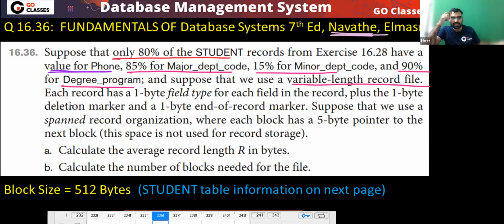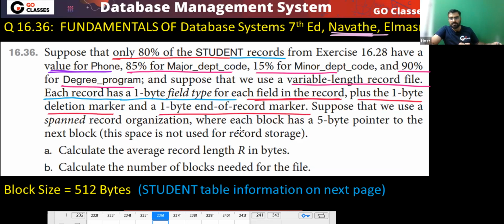Suppose every record has what? Okay, read this line and tell me what this line means. Every record, so these many student records have this. Every record has one byte field type for each field in the record. Whatever field you are storing, for that you have 1 byte for field type, plus 1 byte for deletion marker, plus 1 byte for end of the record marker.